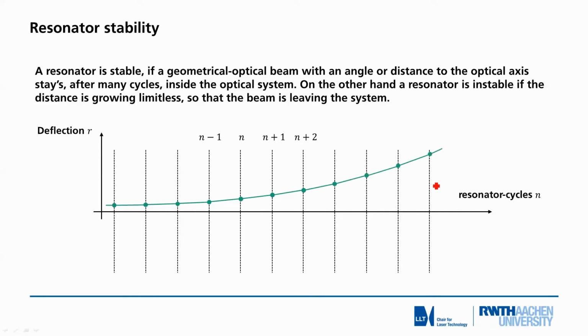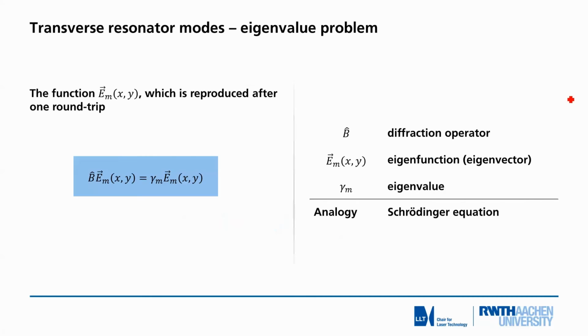Or in the other limit, as soon as we have an increasing, accumulating displacement of the beam in the resonator, then sooner or later it will leave the resonator and go out of the system. That's an unstable resonator. Again, it can be oscillating between, at first sight, positive boundaries, but still, if the intensity or the displacement increases with each reflection, the resonator is called unstable.